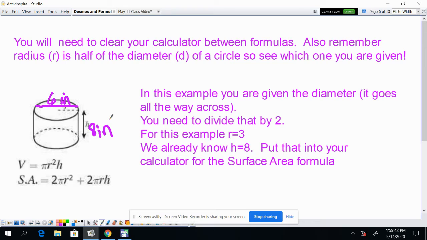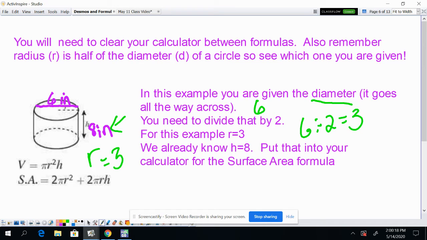You will need to clear your calculator between formulas. Also remember that radius, R, is half of the diameter, D, of a circle, so see which one you were given. So in this example, you were given the diameter. It goes all the way across, and it's 6. So you would need to divide that by 2. 6 divided by 2 equals 3. For this example, R equals 3. We already know that H is 8.